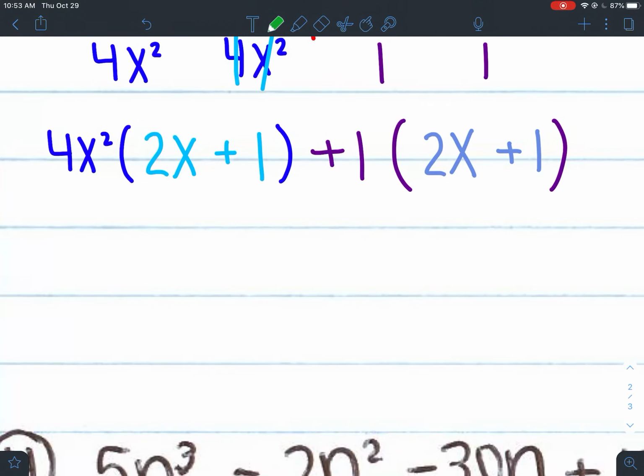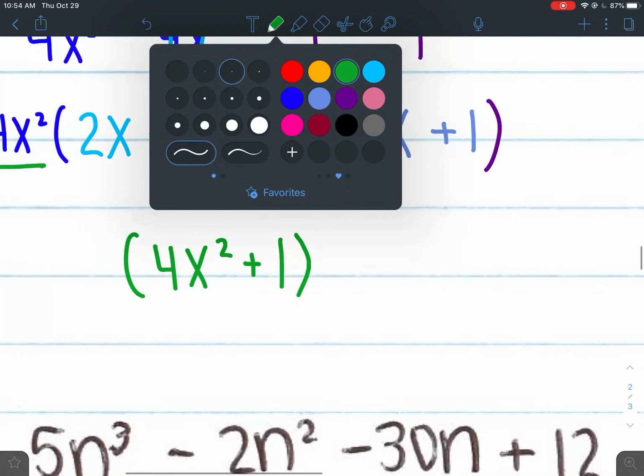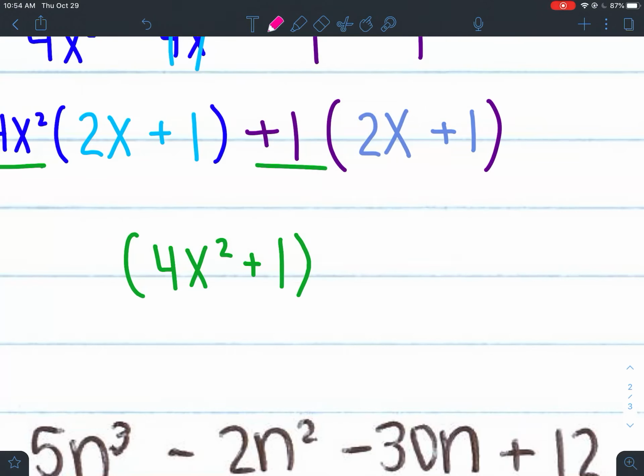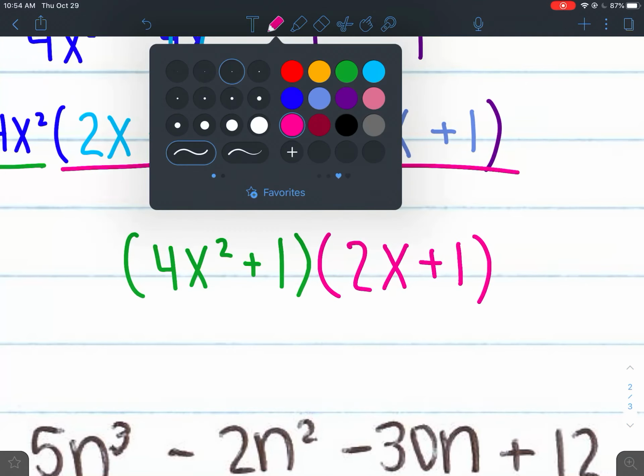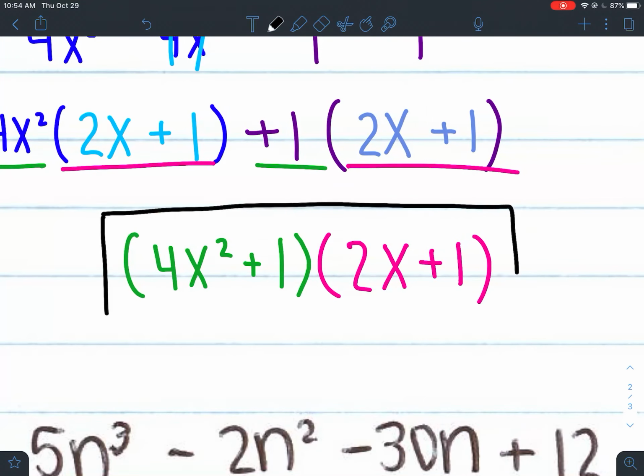Okay, next step is you take your 2 GCFs, your 4x squared and your positive 1, those get shoved into a set of parentheses together. 4x squared plus 1. Okay, and then you take your next set of parentheses, which are the matching ones. So 2x plus 1, 2x plus 1, those match, so I'm going to put those here. And that is my final factored form, my final answer here.